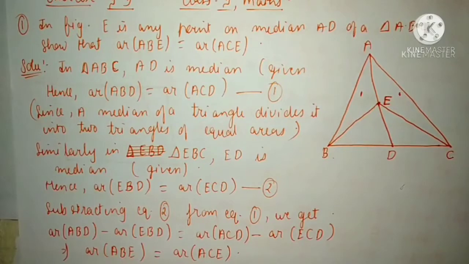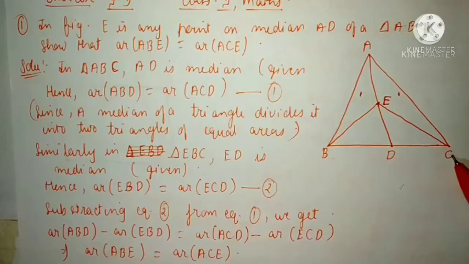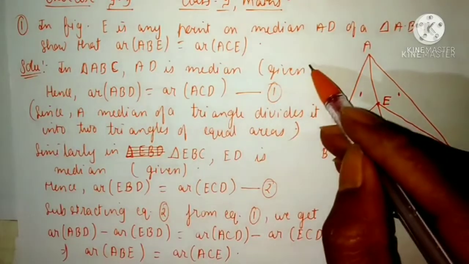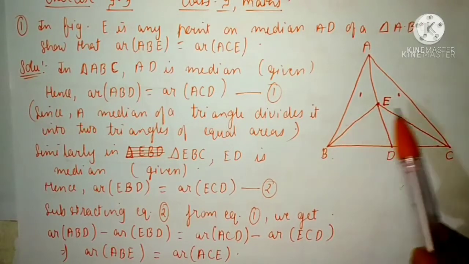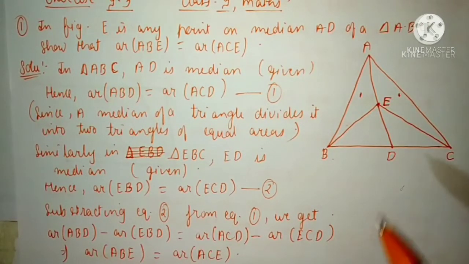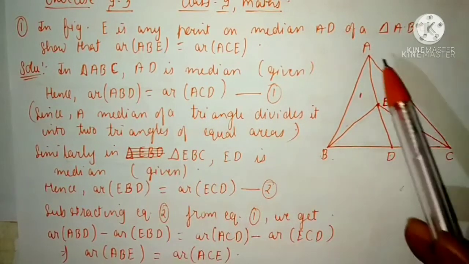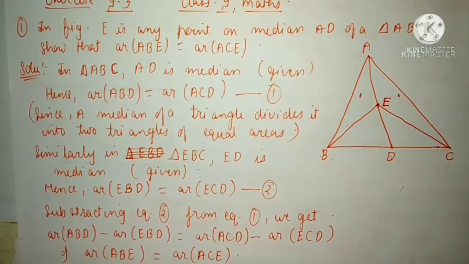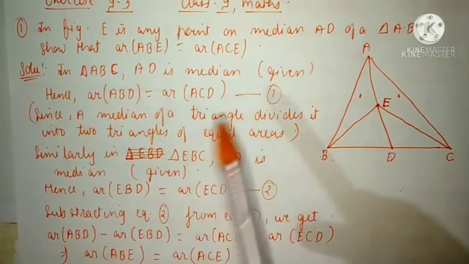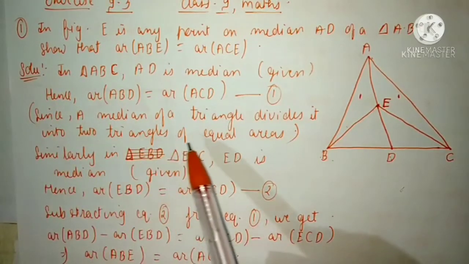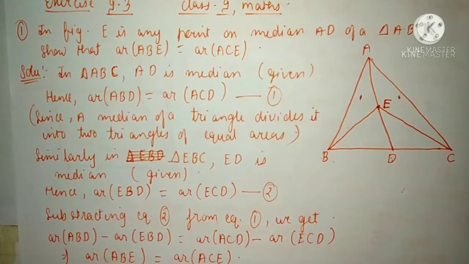Okay, now let's see the answer. See, in triangle ABC, AD is median. This is given to us. Now if AD is median, then this will divide the triangle into two equal triangles. So we can say that area of ABD will be equal to area of ACD. Name this as equation number 1. Now why are these two triangles equal? Reason will be: since a median of a triangle divides it into two triangles of equal areas.